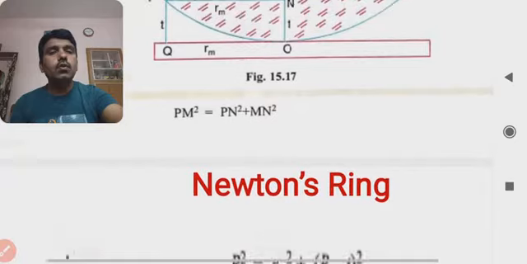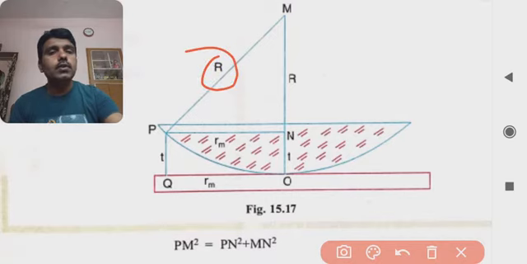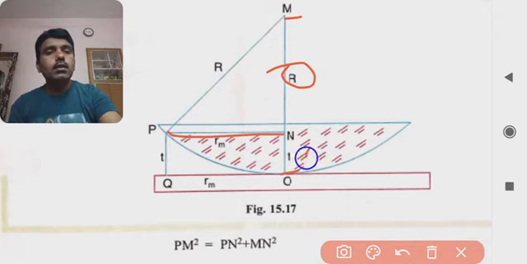So putting these values, we know this PM is nothing but the radius of curvature, indicated with the capital R. As far as PN is concerned, it is simply r_m, but the remaining factor is very important, MN. How to calculate this MN? The radius of curvature M to O is nothing but capital R, but as far as the thickness is concerned, this NO is nothing but small t.